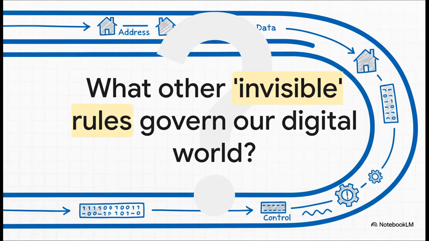So the next time you click your mouse or type on your keyboard, just take a second to picture that incredible digital highway system firing on all cylinders inside. It really makes you wonder, what other amazing invisible systems are quietly running our entire digital world, just waiting for us to discover them?